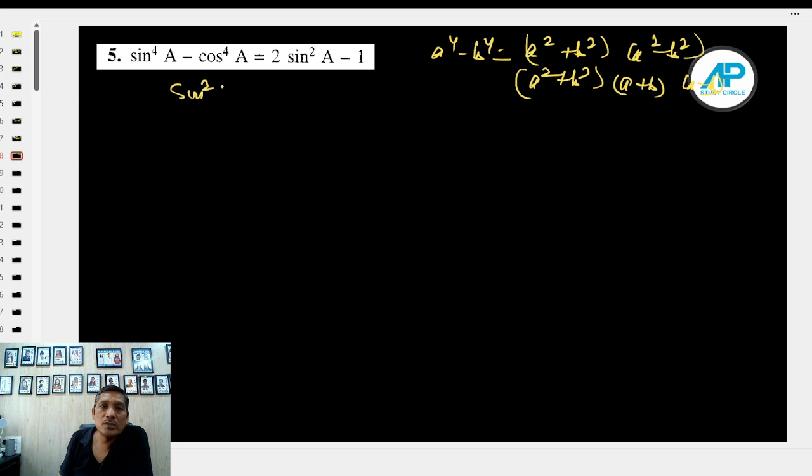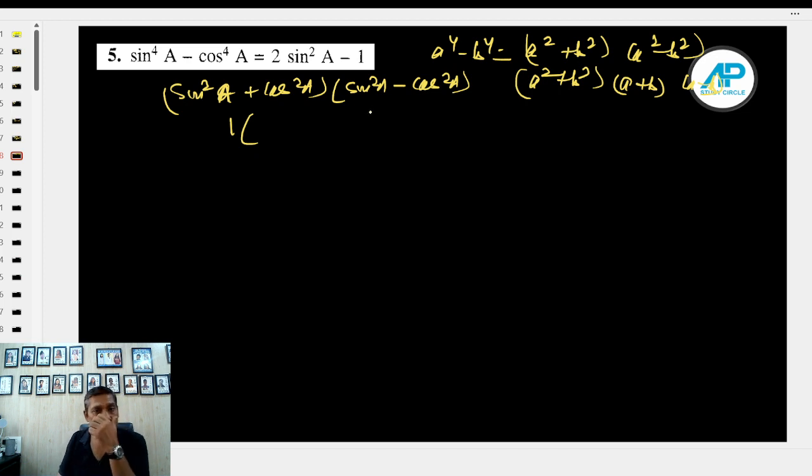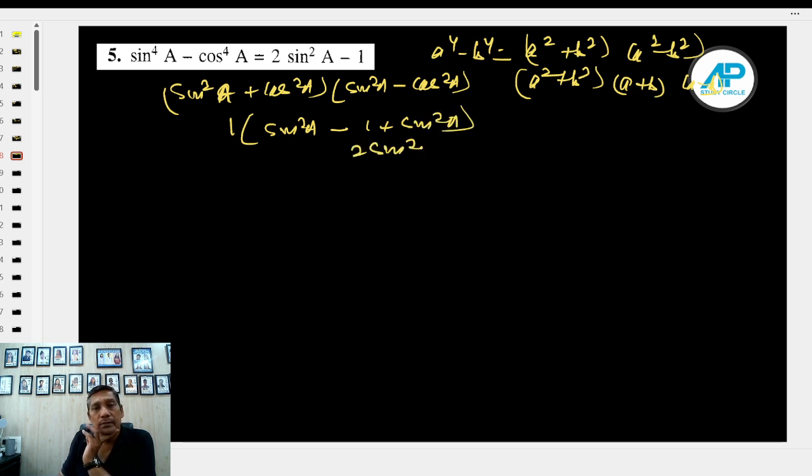So I write down sine square A plus cos square A and sine square A minus cos square A. 1 into sine square A minus cos square A. What, 2 sine square A here? Sine square A minus 1 plus sine square A. 2 sine square A minus 1 is the answer.